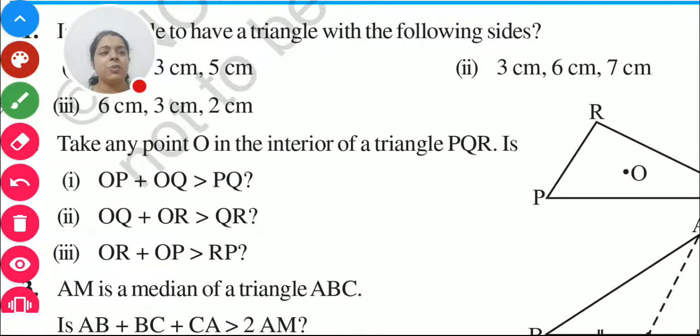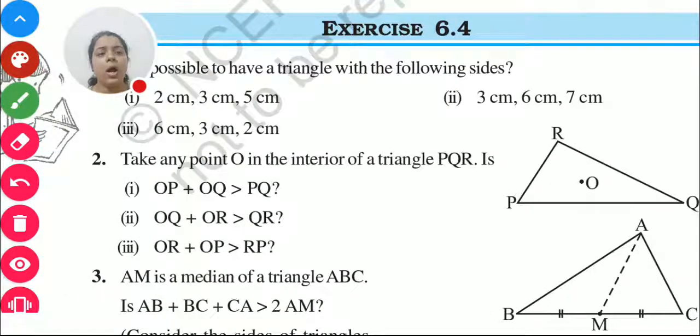Now let's go for the next one. OQ, OR and QR. Okay, let's see. This is OQ, OR and QR. You just see here.